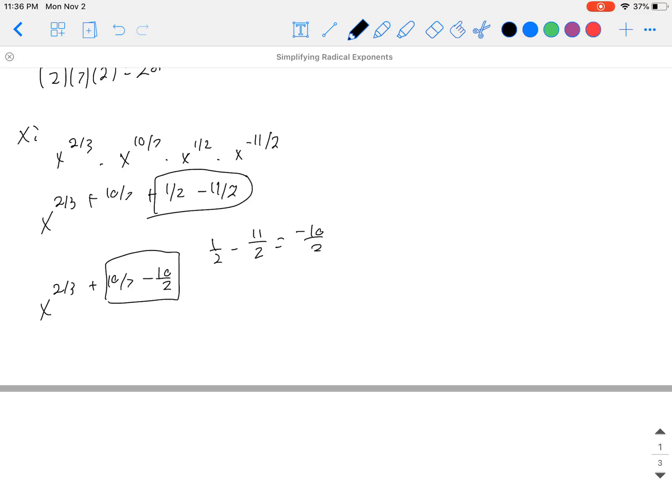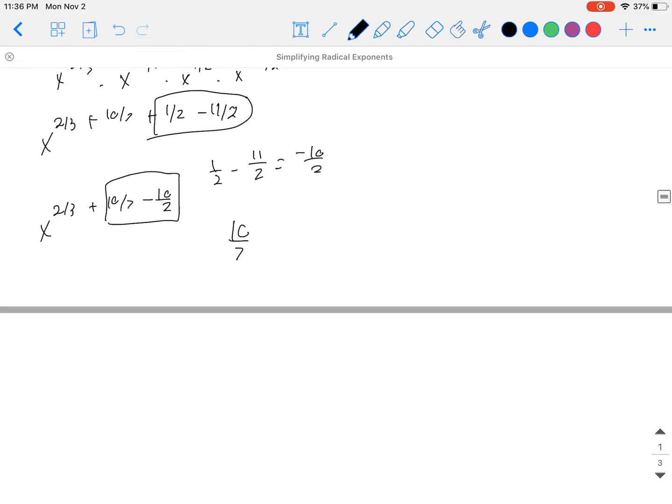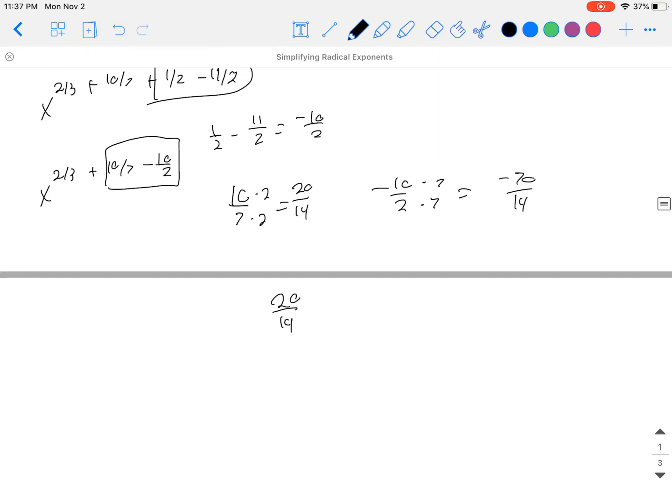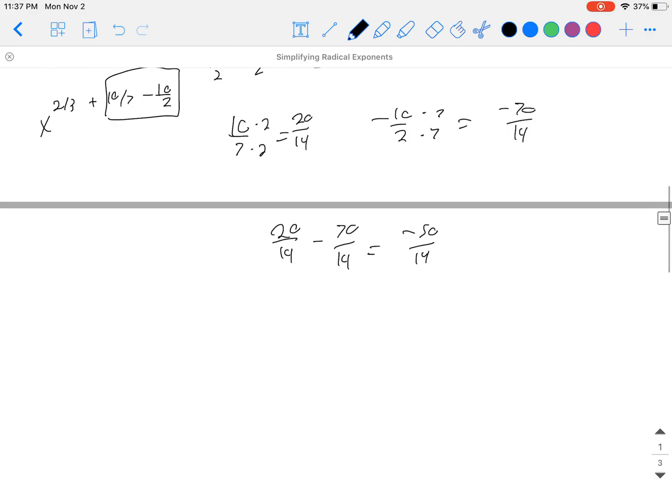Now let's move on to 10 over 7 minus 10 over 2. We have 10 over 7, we have negative 10 over 2, and we need to find the common denominator. So if we multiply the top and bottom of 10 over 7 by 2, we get 20 over 14. And if we multiply the top and bottom of negative 10 over 2 by 7, we get negative 70 over 14. Next, we can do 20 over 14 minus 70 over 14, giving us negative 50 over 14. Alright, that means we have x to the 2 thirds minus 50 over 14.